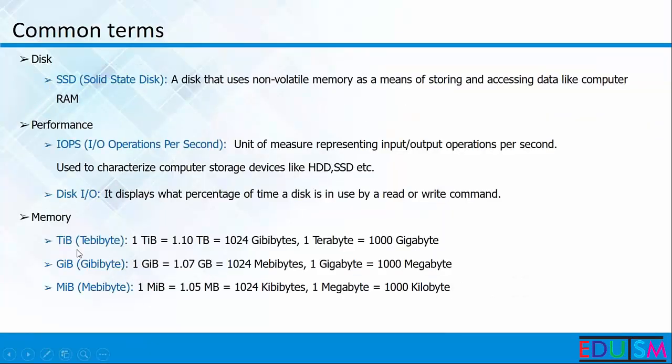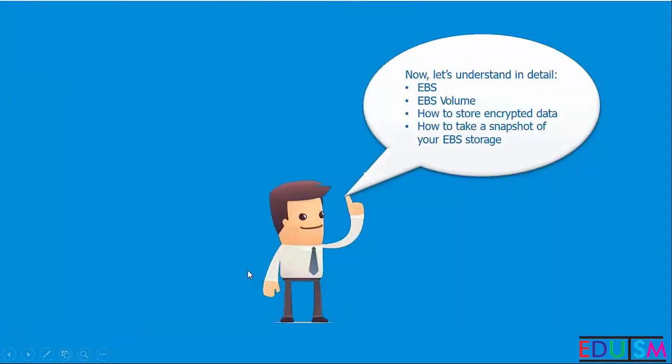Meanwhile, this thing I already informed you yesterday. 1 gigabyte is equal to 1.07 gigabyte. 1 terabyte is equal to 1.10 terabyte, and 1 megabyte is equal to 1.05 megabyte. So whenever you see GiB or TiB or MiB somewhere, that stands for gibibyte, tebibyte, and mebibyte. They are even larger than terabytes, gigabytes, and megabytes.